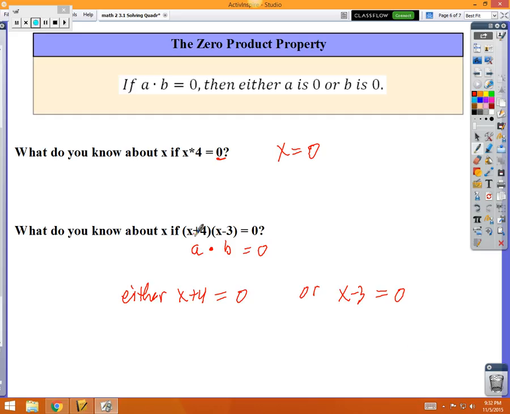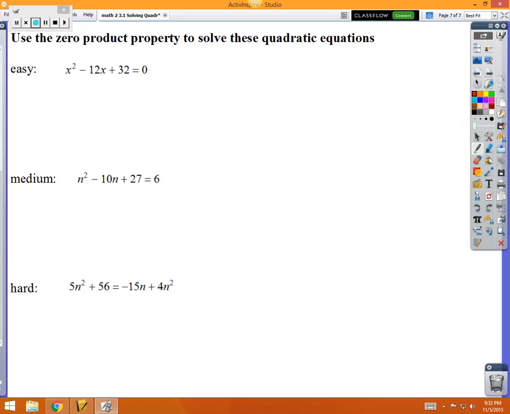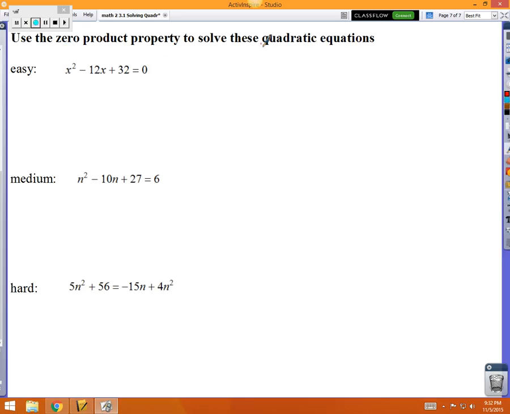So one of these two quantities has to be a 0. So this one, x would have to be a negative 4, or this one over here, x would have to be 3. So those two values would give you a 0 for an answer. Now this is a big deal. This is going to make our work way easy with quadratic equations. So here we go. We're going to use this idea, the zero product property, to solve these quadratic equations.